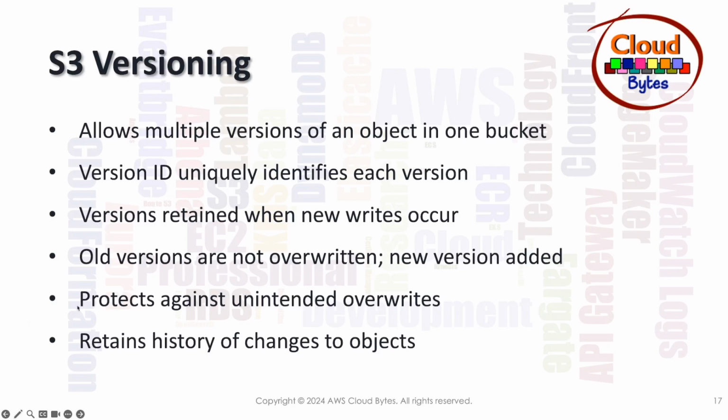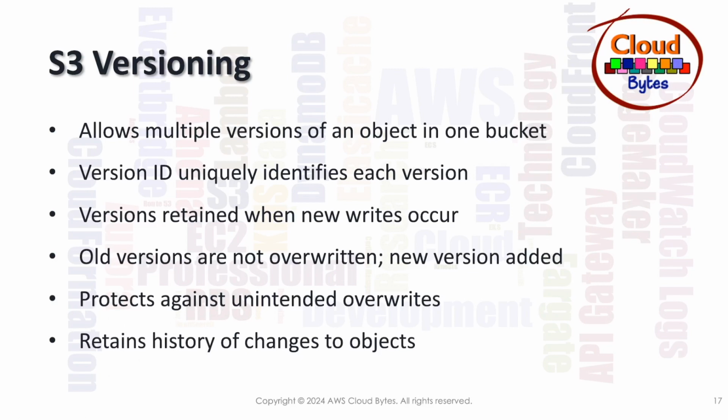The next point talks about the version retaining whenever there is a new write. If there is a version 1 and you have some modifications, version 1 is not impacted. There is a new copy of the object stored. Old versions are not overwritten. New versions are always added. Even if it is a delete, it's a new delete marker. It is not actually deleting the version. Protect against unintended overwrites. It retains the history of change to objects.